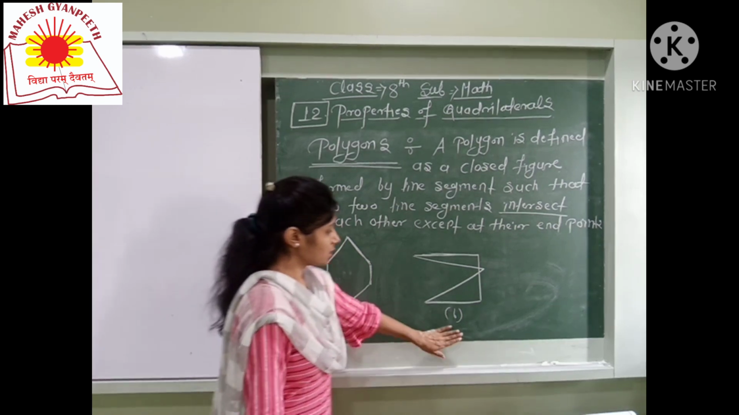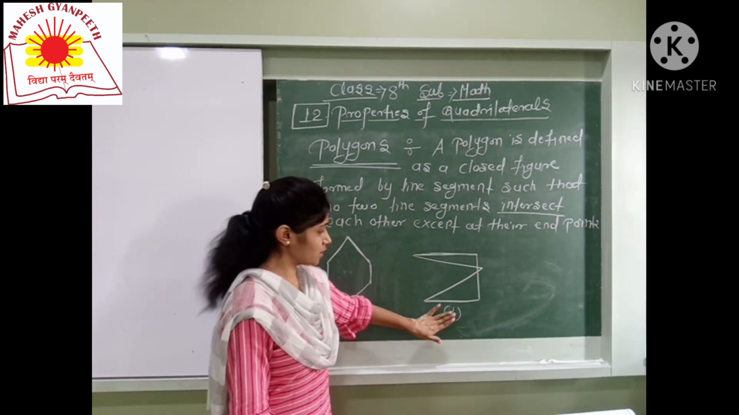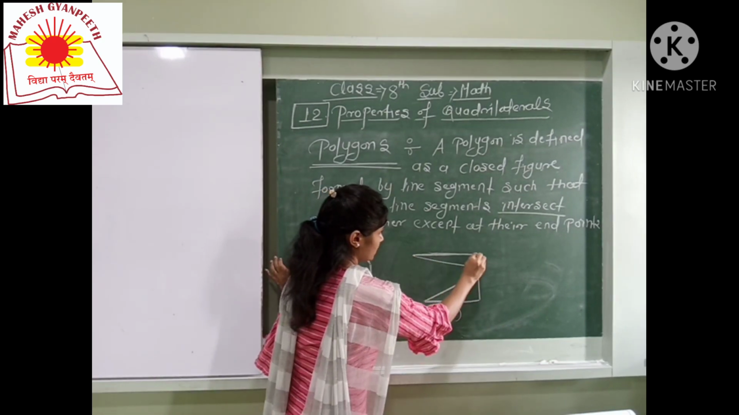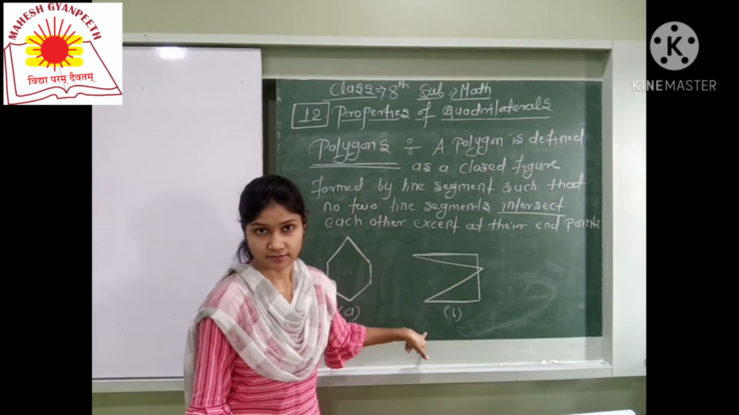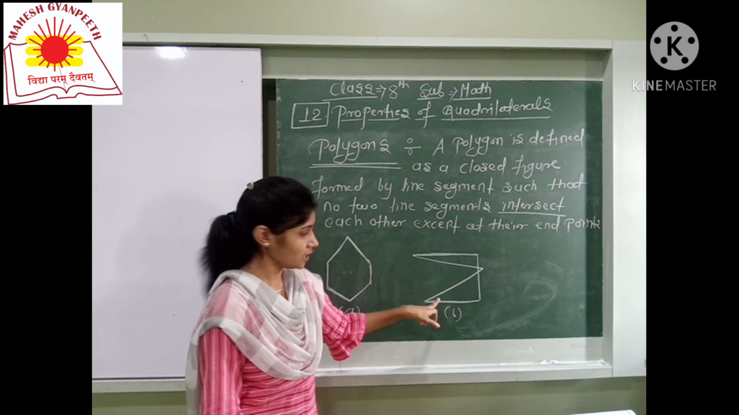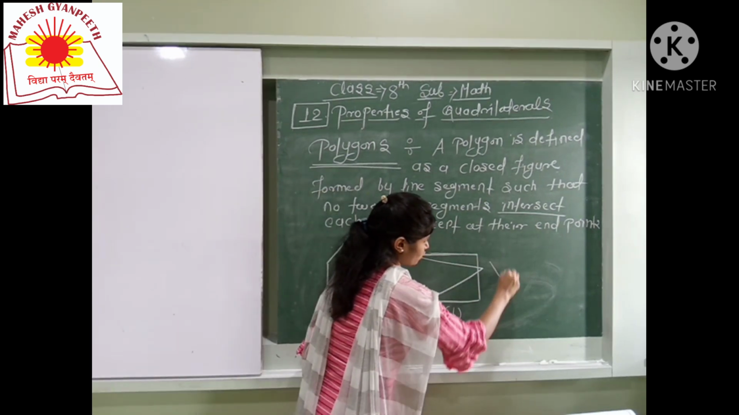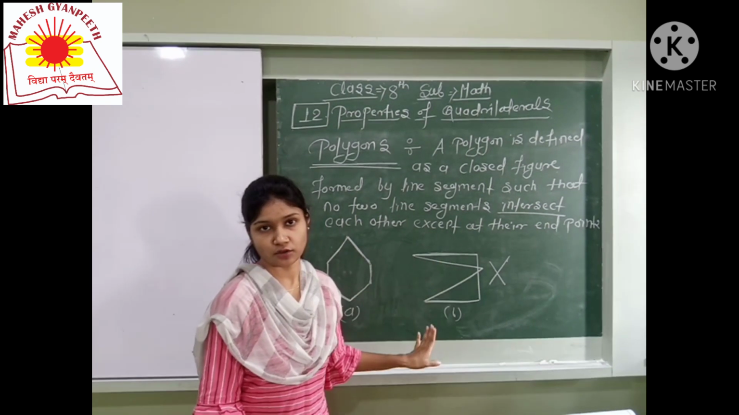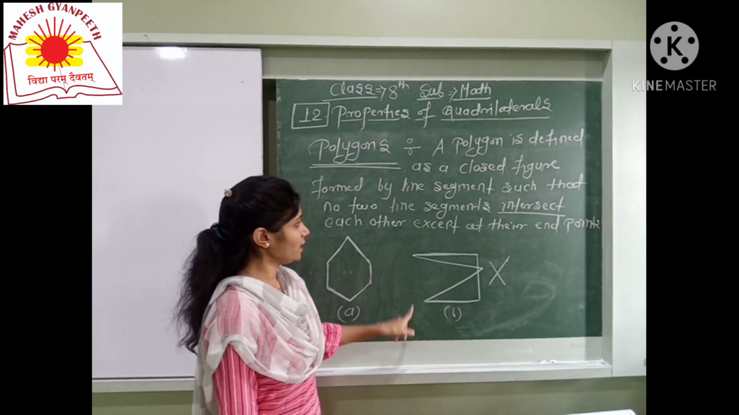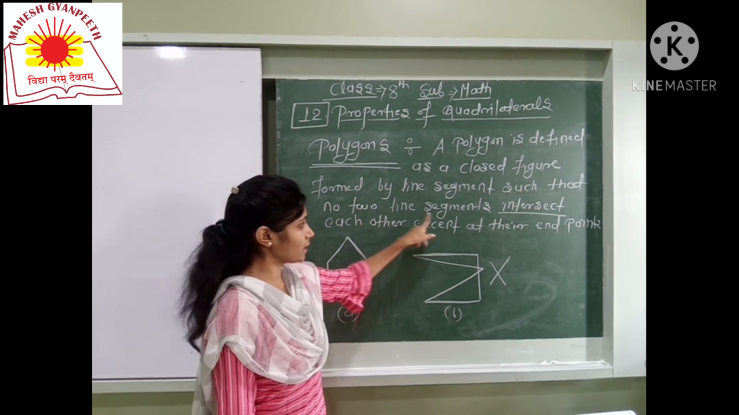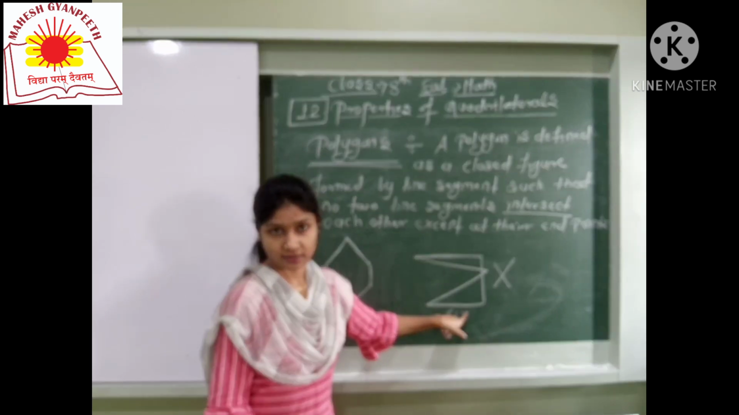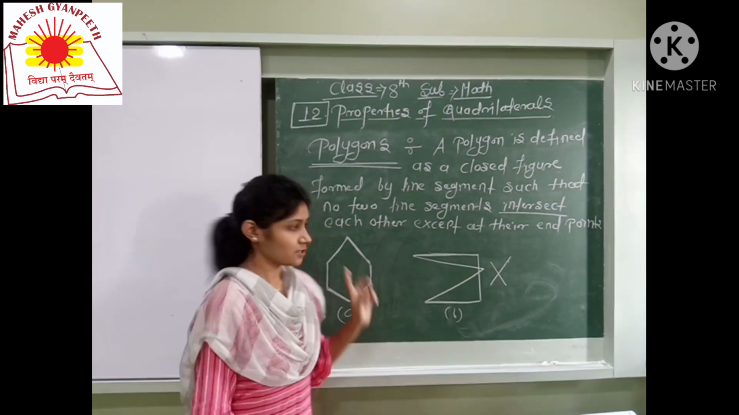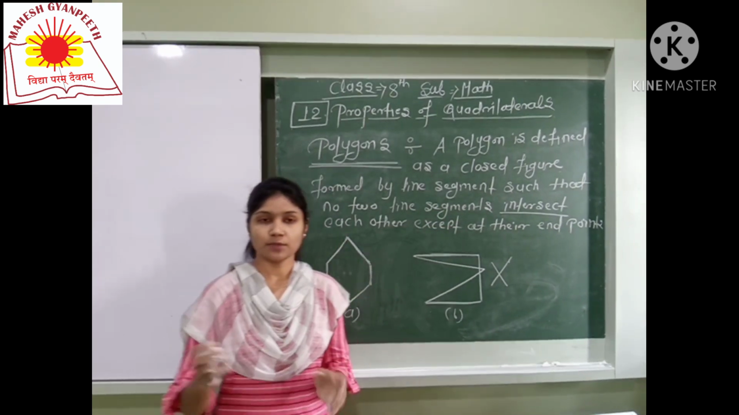After that, this B. See here, this figure B. This is a closed figure, but it is intersecting. Okay, so this figure B is not a polygon. इसको polygon नहीं बोलेंगे, it is not a polygon. Okay, because why? Two line segments intersect. And our condition is that no two line segments intersect. So that's why there is a simple definition.